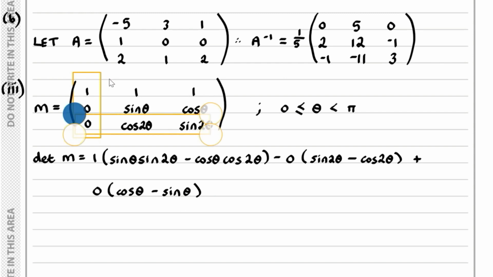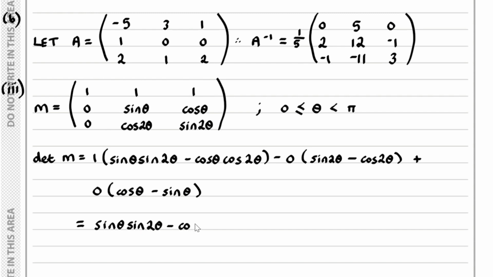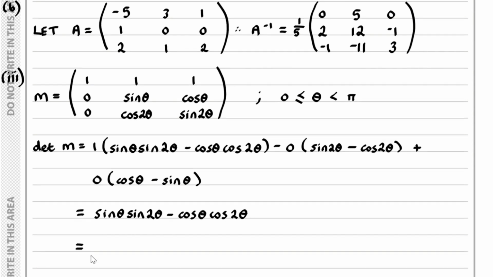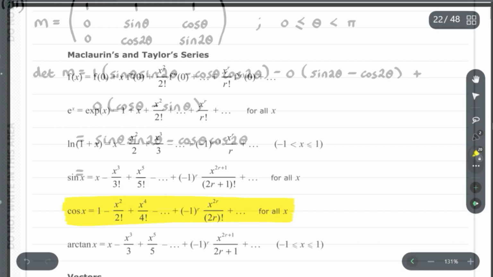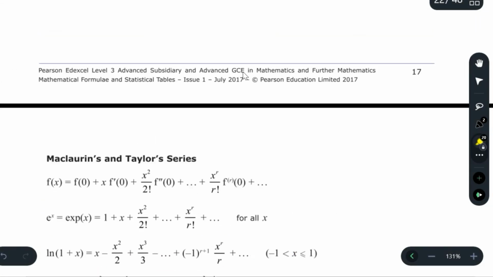So having done all that, you can see the determinant of M is equal to sine theta sine 2 theta minus cos theta cos 2 theta. And if we go to the formula book, what would you notice?